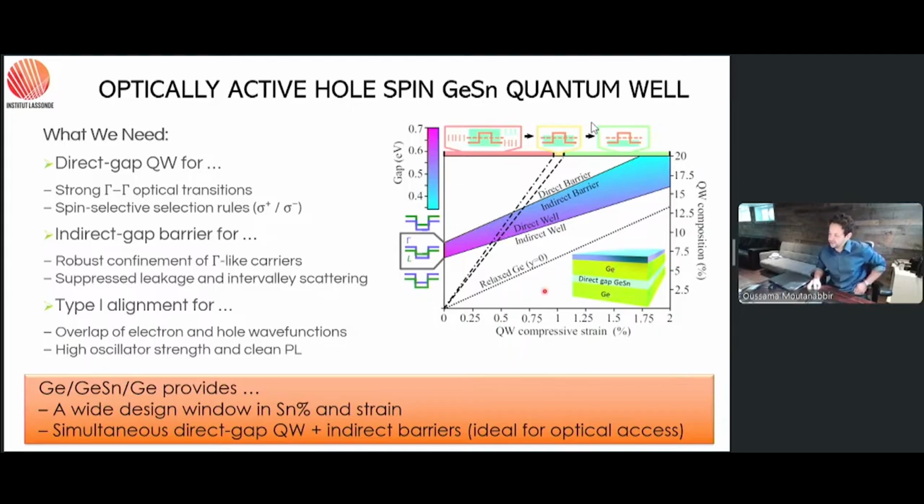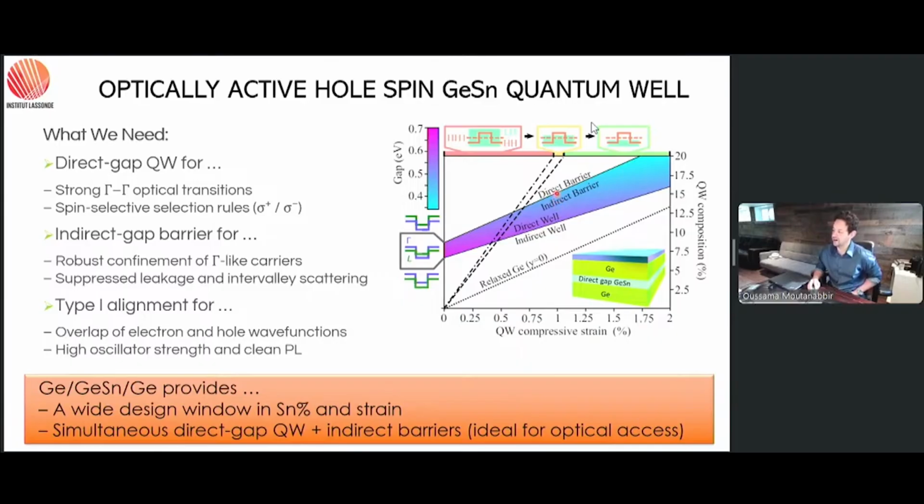So typically we need to achieve a heterostructure that will give us a direct quantum well with germanium as a barrier. If you take germanium tin and grow it on relaxed germanium, you will always be in this white area, where your bandgap is indirect. But if you start straining germanium, so here your germanium becomes tensile strained, you will push the structure toward this colored area, where the quantum well becomes direct and the barriers are indirect.